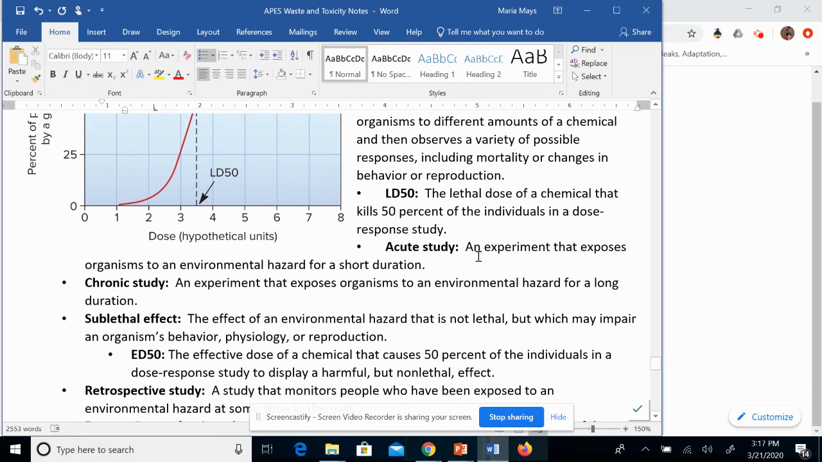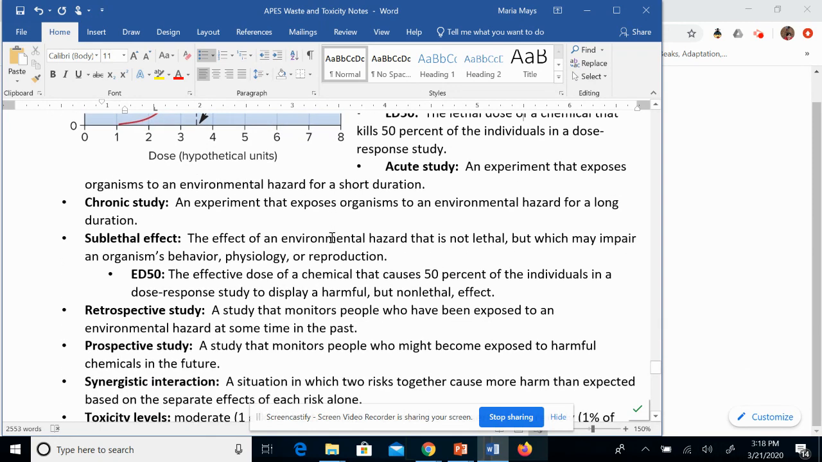Sublethal effects. This is the effect of an environmental hazard that's not lethal, but can impair the organism's behavior, physiology, or reproduction rate. And so this is all lumped under the group of ED50, effective dose. So the effective dose of a chemical is the dose that causes half of the population to display some effect. It could be a harmful but non-lethal effect, as is the case with most of the way these studies are done on environmental toxins. Or like I said, you could do this to see what dose of a medication is effective in treating a condition. So it doesn't have to be harmful. It's just that most of the time when we use it in environmental science, we're talking about something that's harmful.